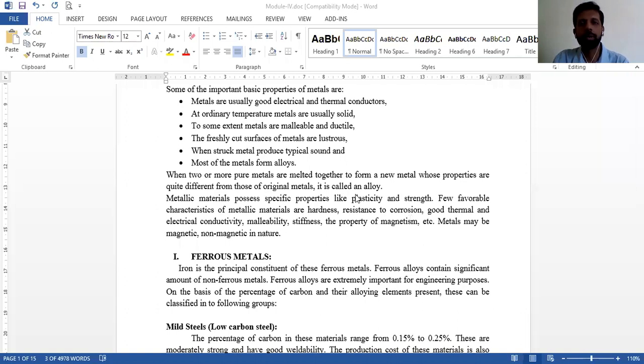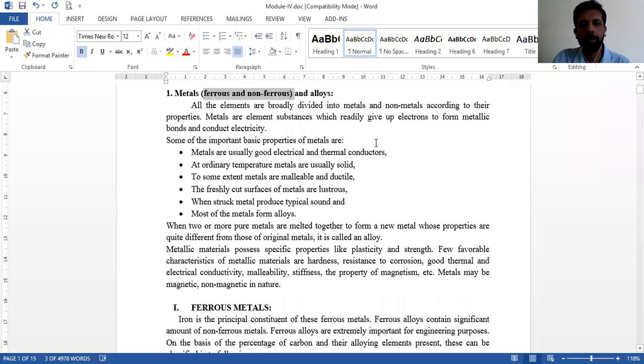Thereby all these metals generally have certain properties. Metals are generally good conductors of electricity and heat, and they are solid in nature at room temperature. They are malleable and ductile, at least one of them. Freshly cut material surfaces are lustrous, that is, they have a shiny surface. When exposed to atmospheric air, they can get corroded and may change color slightly.